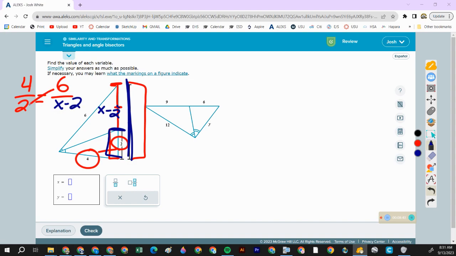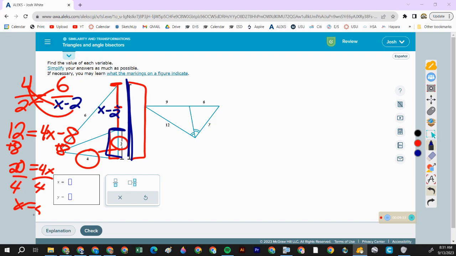Then we cross multiply. That gives me 12. What does this give me? So I have to multiply both of them. So 4 times x is 4x, and 4 times negative 2 is negative 8. You guys understand that? And then we just solve. Add 8. 20 equals 4x. Divide by 4. And x is 5.